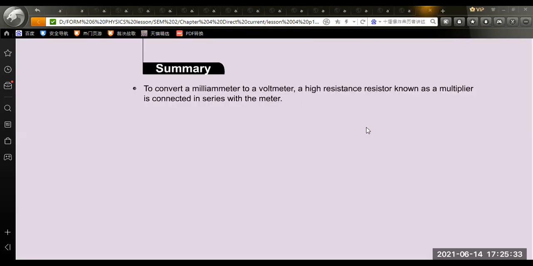Ladies and gentlemen, as a conclusion, to convert a milliammeter to a voltmeter, a high resistance resistor, known as a multiplier, is connected in series with the meter. A shunt is used to divide the current, but the voltage is still the same. But for the resistor known as the multiplier, it is connected in series to the meter.